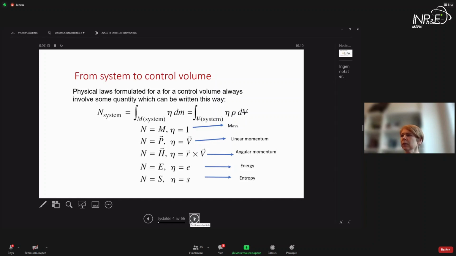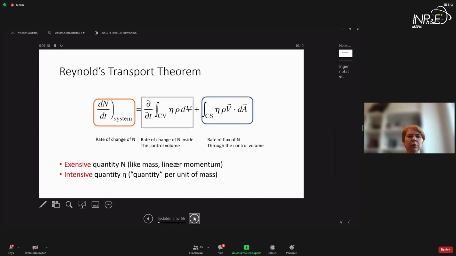We have to integrate over a control volume and see what happens when these quantities are flowing through it. So Reynolds transport theorem, in its most general form, is written like this. It says that we have a quantity N, big N, an extensive quantity. And just to remind you, it was a long time ago when you learned this, an extensive quantity is something which scales with mass. It's proportional to mass, like, for example, linear momentum, because it's mass multiplied with velocity.